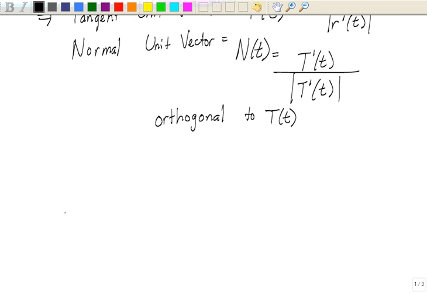So if we draw a picture, here's a curve C. Here's the tangent unit vector. The normal unit vector always points inside the curve. So if this is concave down, N will point into the concavity.